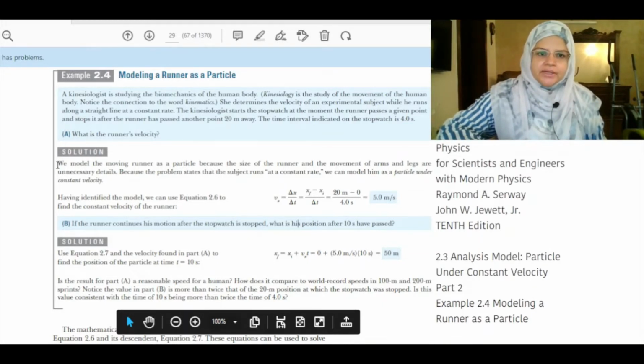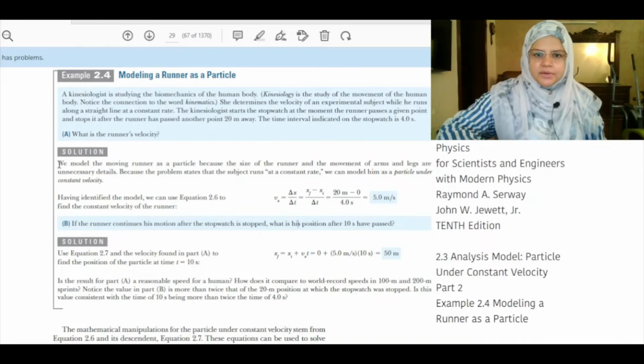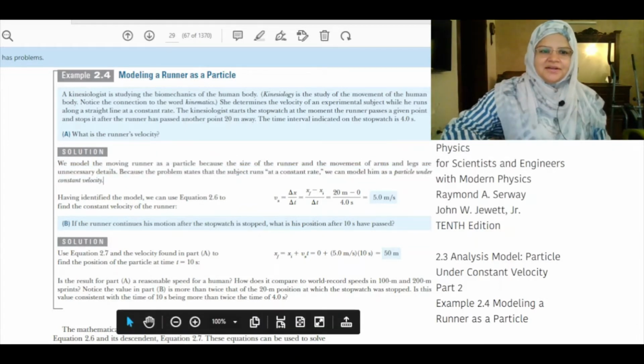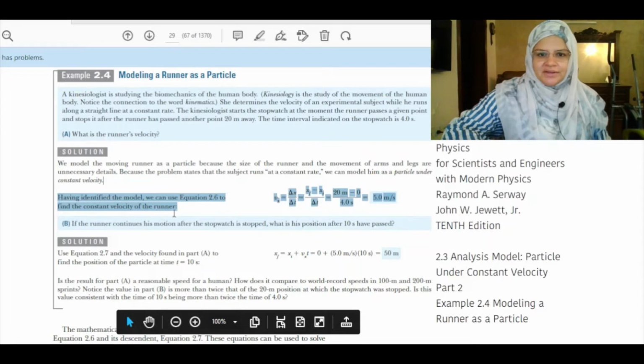Solution. We model the moving runner as a particle because the size of the runner and the movement of the arms and legs are unnecessary detail. Because the problem states that the subject runs at a constant rate, we can model him as a particle under constant velocity. Having identified the model, we can use equation 2.6 to find the constant velocity of the runner.